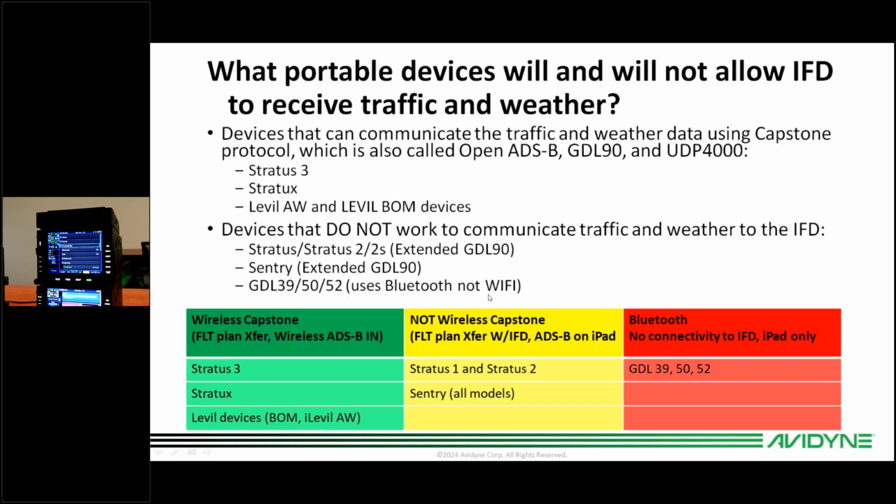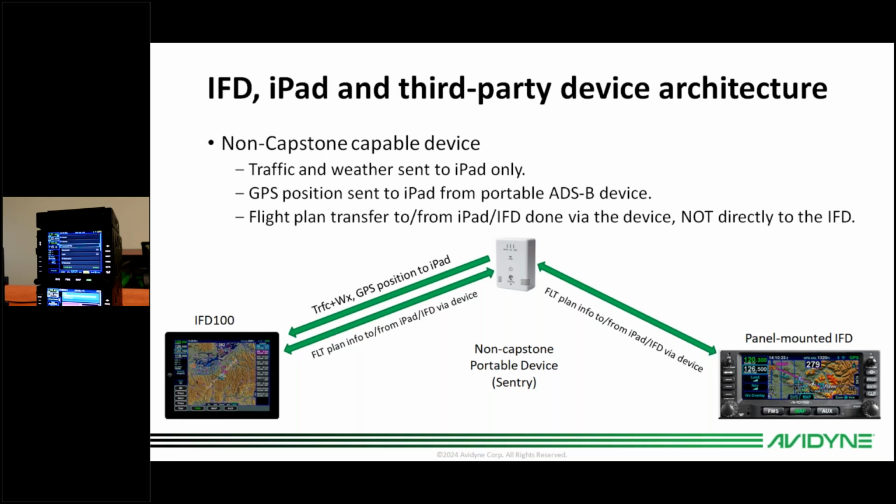So right here in the middle in this yellow column, Sentry, any model of it, flight plan transfer with the IFD from an iPad, and ADS-B only remains on the iPad. So the receiver receives those data, the weather and traffic. It's just a question of where it can display, and the IFD panel mount won't show it, but the iPad will. So like this graphic right here.